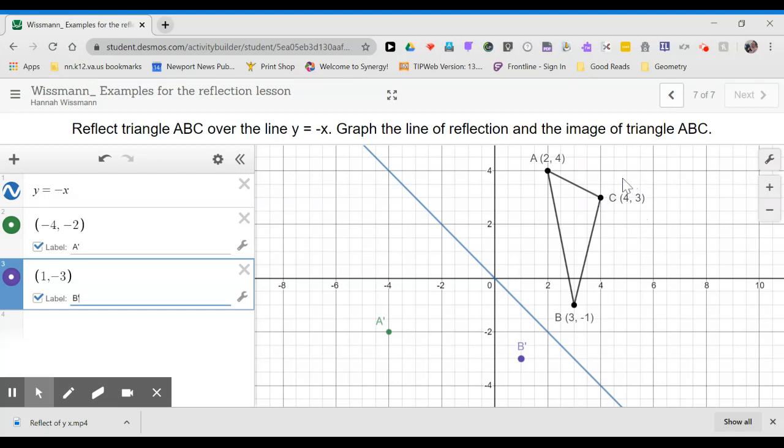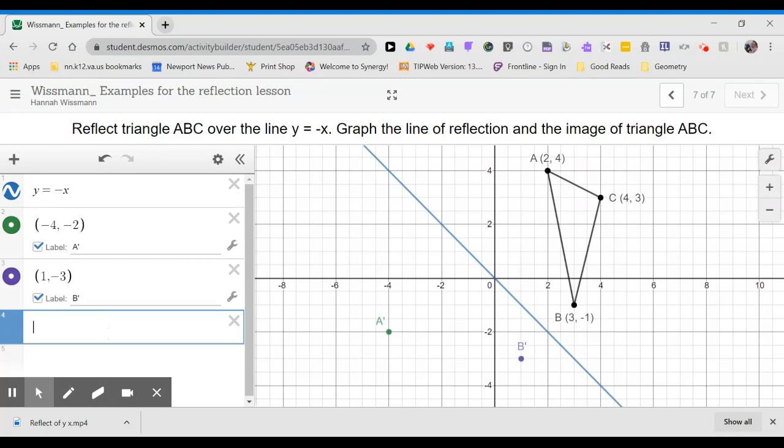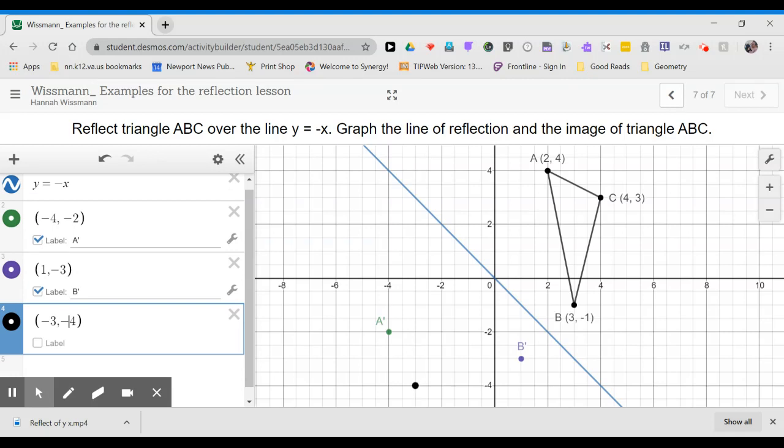The last one we need to do is C. C is at 4, 3. And the first thing I have to do, according to the shortcut, is to switch my x and y value. So it becomes 3, 4. The second thing we have to do, according to our shortcut, is change the sign for both of them. So the positive 3 becomes a negative 3. Positive 4 becomes a negative 4. And I'm going to label that C prime because I've taken the C and reflected it across my line of reflection.